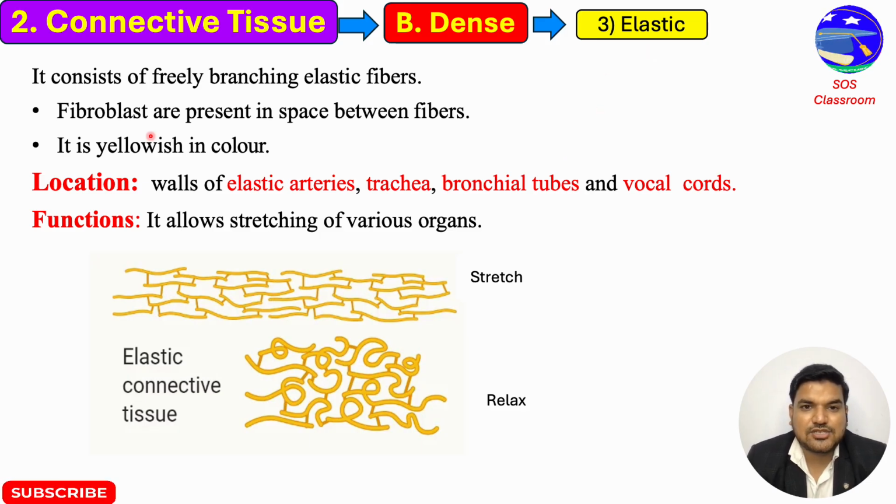Last is the elastic tissue. Elastic tissue works like a rubber. Fibroblasts are present in the space between the fibers, and it is yellowish in color. It is present in elastic arteries, trachea, bronchial tubes and vocal cords. The function is the stretching of various organs. You can see this is the structure during stretching and this is the structure during relaxation.